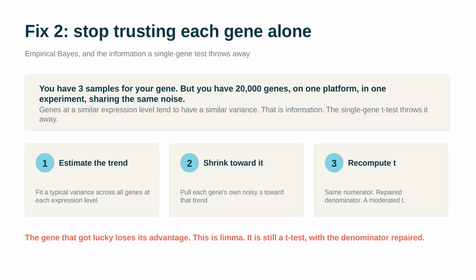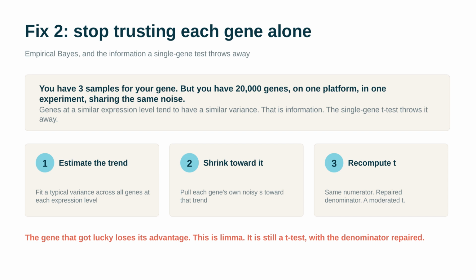You estimate a typical variance across all genes at that expression level, and you pull each gene's individual estimate toward it. That is empirical Bayes shrinkage. A gene whose s came out absurdly small gets pulled up toward the crowd, and its t-statistic collapses back to something honest. The gene that got lucky loses its advantage.